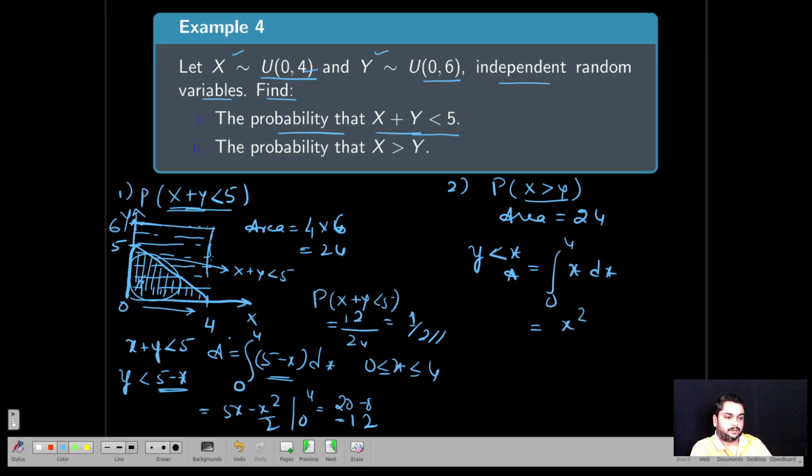So this will be x square by 2, in the interval 0 to 4, which is 16 by 2, that is 8. The probability of x greater than y is 8 divided by 24, that is equal to 1 by 3. When you apply the joint density function also, you will get the same answer. Only thing, it becomes a little bit bigger to solve.